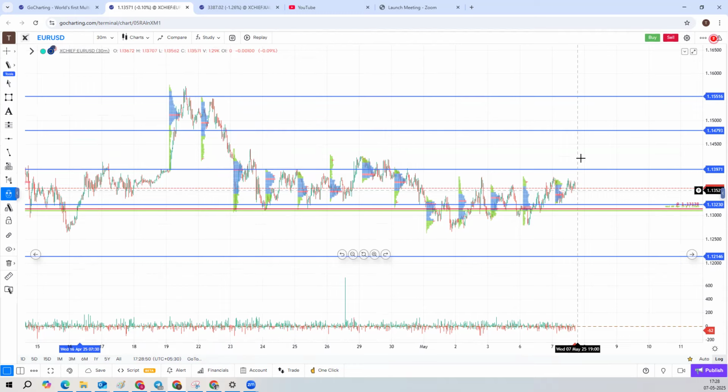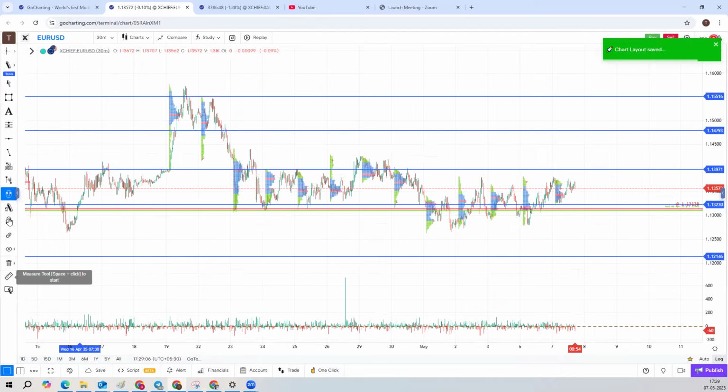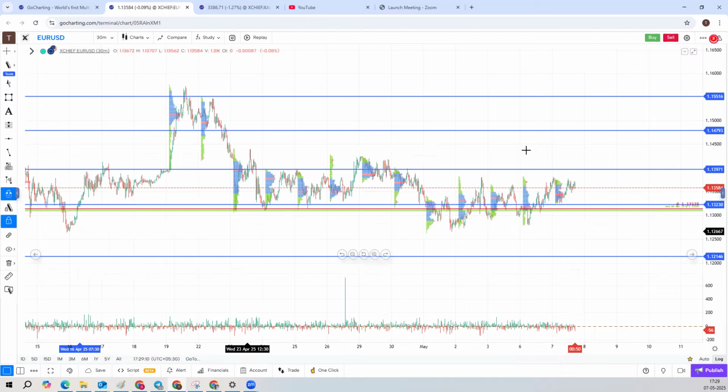If the market breaks out and goes, then we can take a trade up to these levels easily. And if the market again breaks this level and enters here, then we can take a trade to these levels. So these are the levels for EURUSD. I'm going to lock all the drawings and save them. These are our levels for the future.